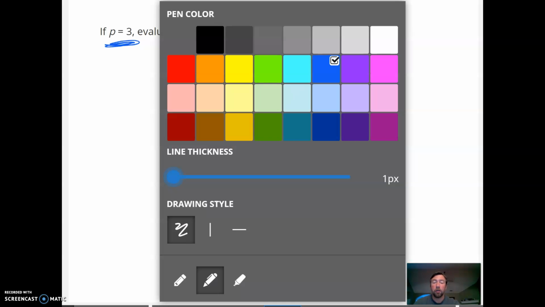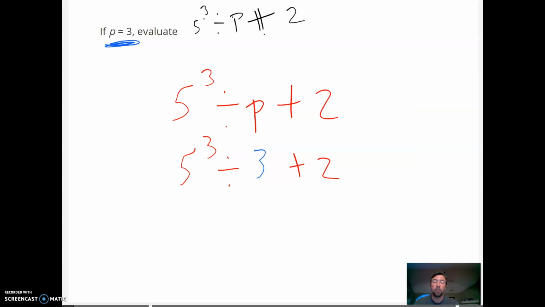And now we're just going to work it out. I'm going to start with parentheses. There are no parentheses. So I'm going to go to any exponents. There's one exponent. It's 5 to the third power. Remember, 5 to the third power means that you have 5 as a factor 3 times. So 5 times 5 times 5. That's 5 to the third power.